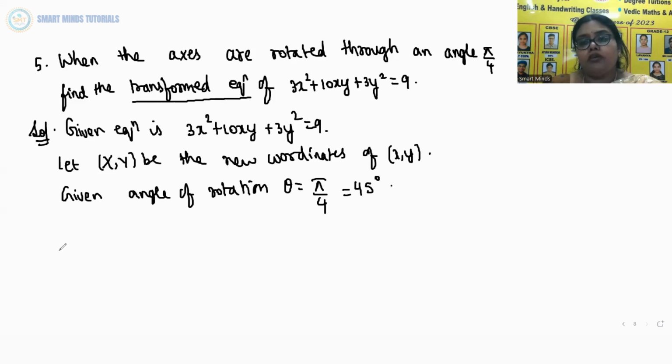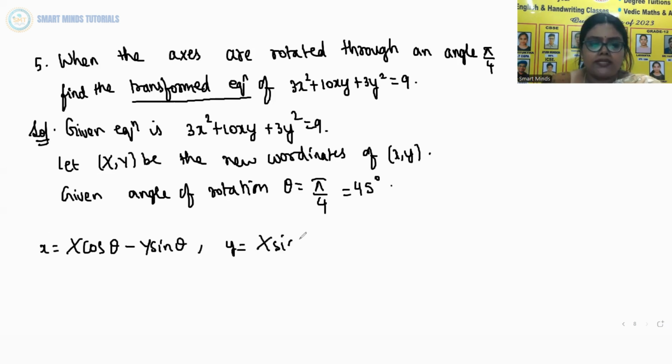So we take old coordinates formula and we take the formula which contain theta, that is rotation of axis. So small x is equal to capital X cos theta minus Y sin theta and small y is capital X sin theta plus Y cos theta. This is the formula for rotation of axis.